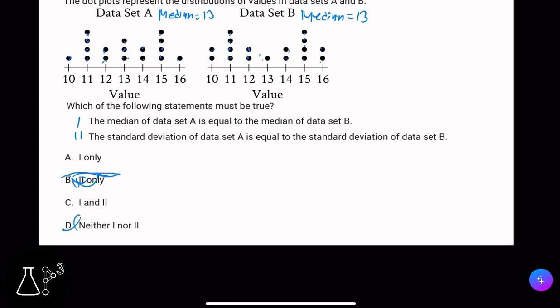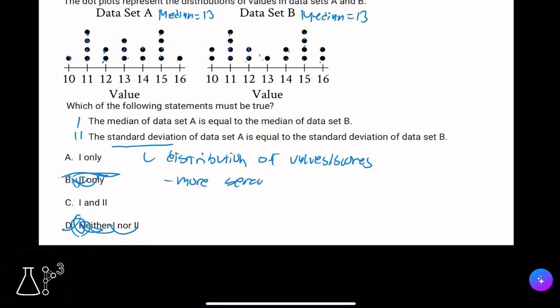Now I've got to figure out if the second statement is true. So what is standard deviation? Standard deviation, as I like to call it, is just a distribution of values or scores, right? So the more spread out the numbers are, that means a higher standard deviation, and the more condensed, or closer, the standard deviation is going to be smaller.